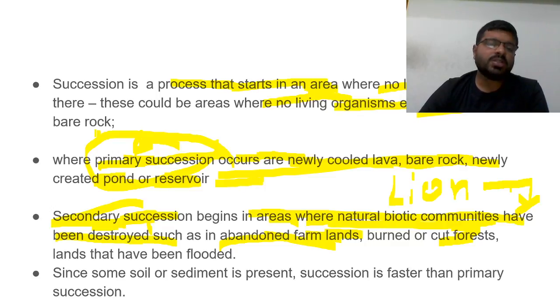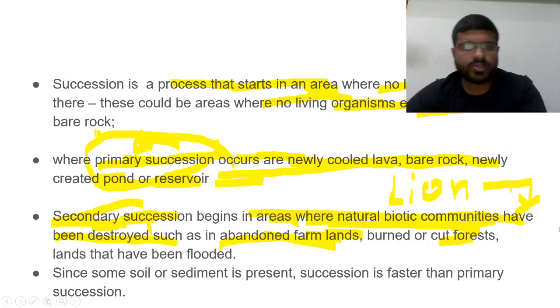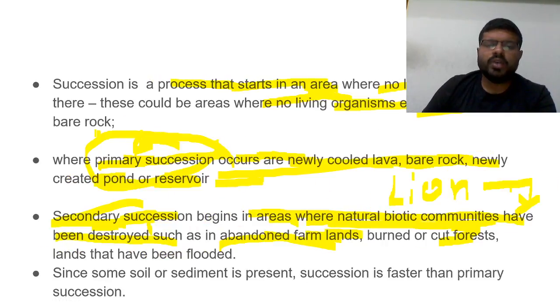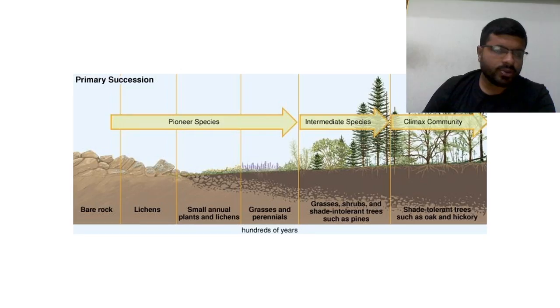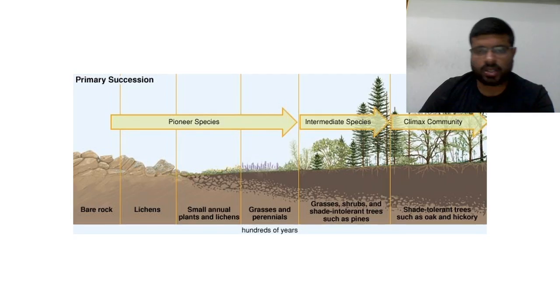Since some soil or sediment is already present here, succession is faster in secondary than in primary succession. Secondary succession is faster because primary succession has to create new soil. Soil as a whole has to be created. Because of this, secondary succession will happen very, very quickly. So this is what ecological succession is. Please remember, it is nothing but an aspect of community response to environment over time, which is gradual, fairly predictable, etc.